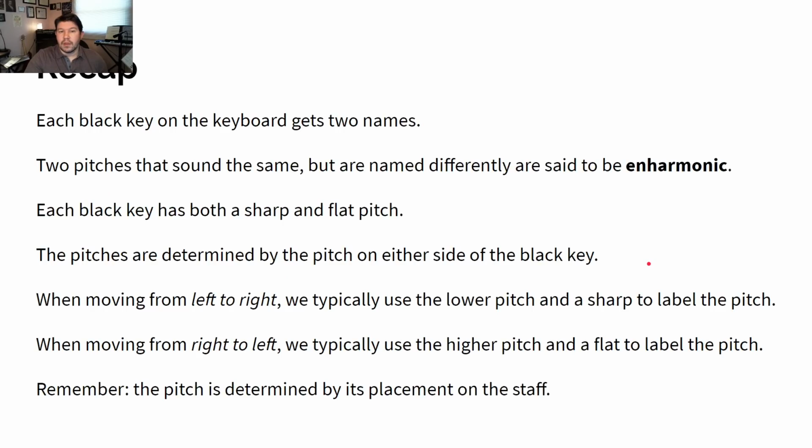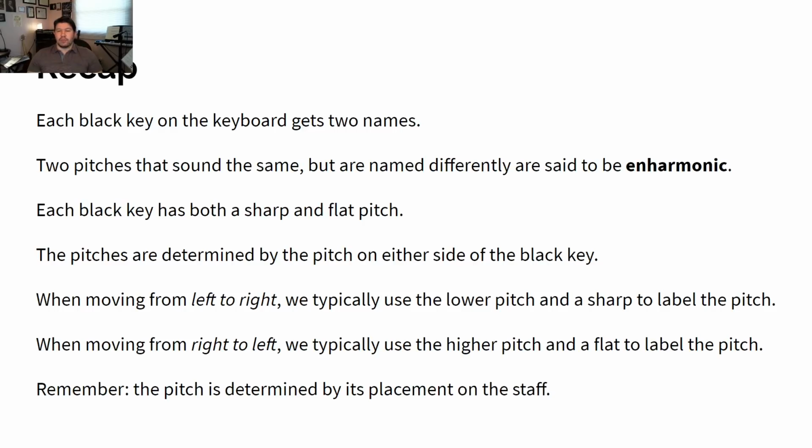Okay? So let's recap here a little bit, folks. Each black key on the keyboard gets two names, a sharp name and a flat name. Okay? And that is because even though they sound the same and are named differently, they are enharmonic. So try to remember that big fancy word, enharmonic. So like I said, it gets a sharp and a flat pitch.